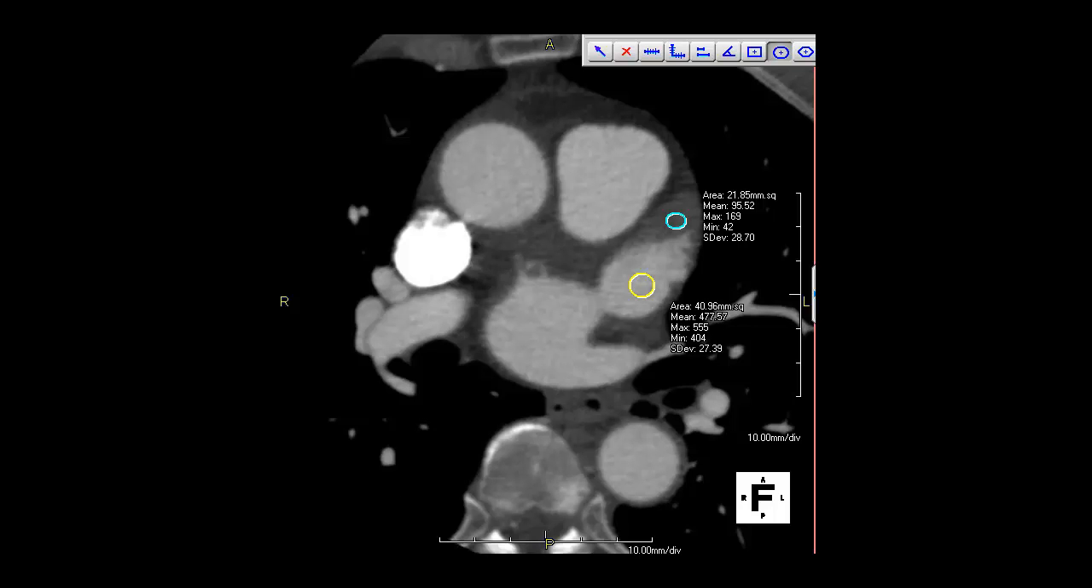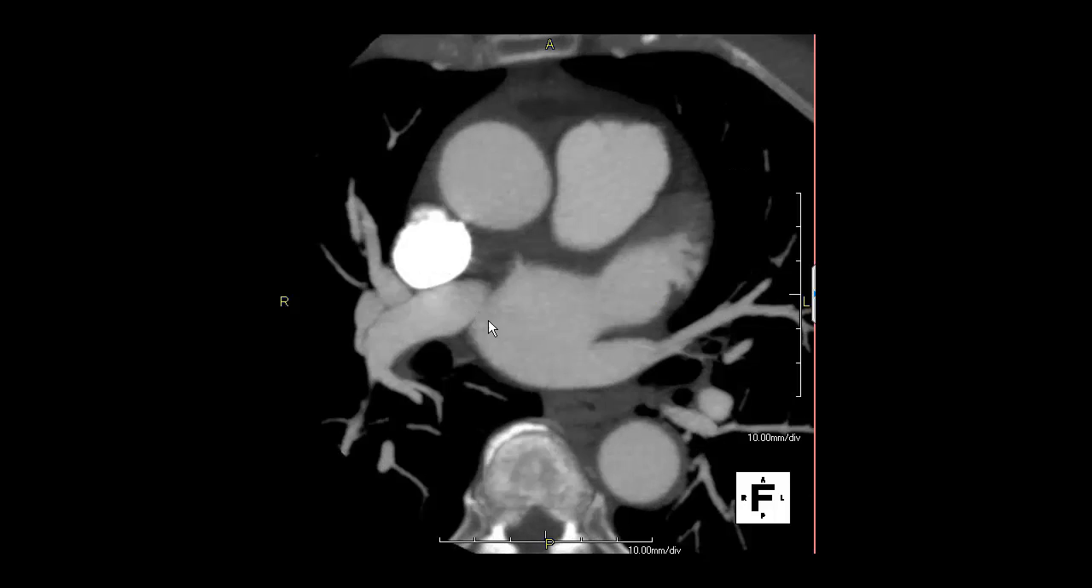A true thrombus in the left atrial appendage would likely have a CT density that would be closer to that of clotted blood, which would be on the order of 20 to 30 Hounsfield units. Finding a mean CT density of 95 Hounsfield units suggests that there is some flow in this region, and so therefore this could be representative of what's called a pseudothrombus.